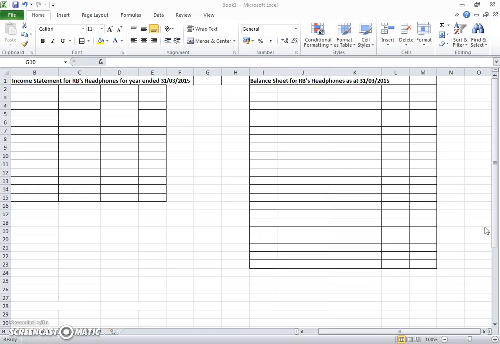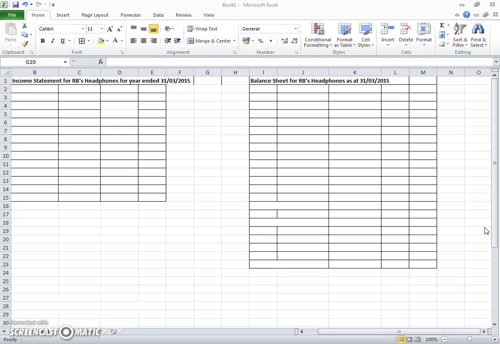First of all, the income statement is on the left. This is just done in a spreadsheet, by the way, because it's much easier to do it like this than in a PowerPoint. An income statement used to be called profit and loss account, but this is the new terminology, and that's for the year ended the 31st of March 2015, and this is for RB's headphones, shop selling headphones. And that's really telling us about the performance of the business.